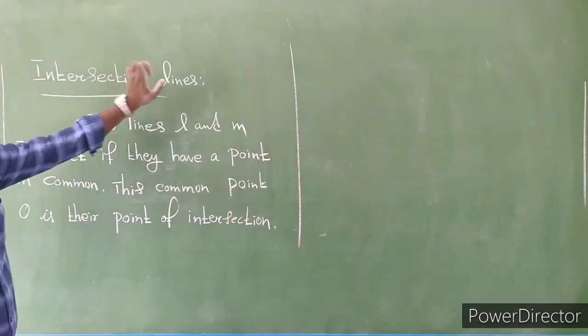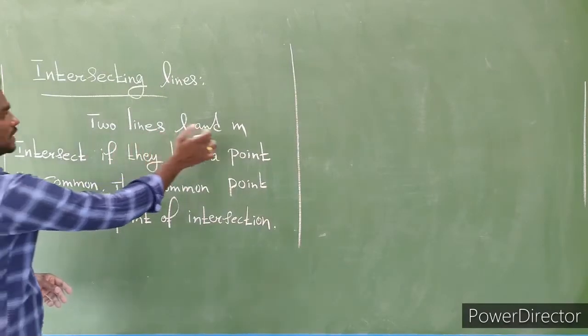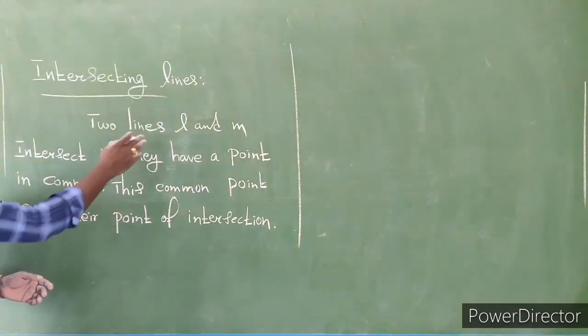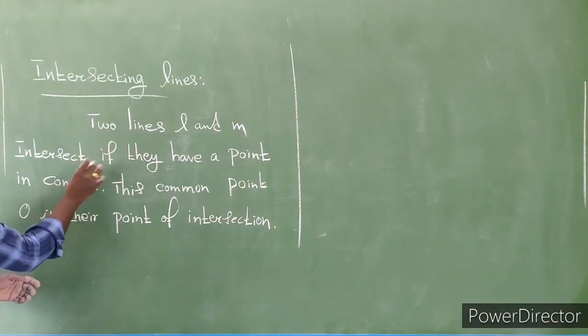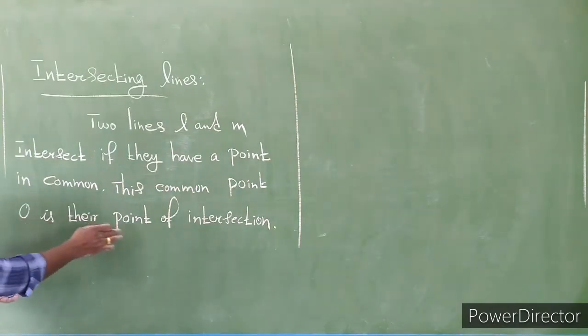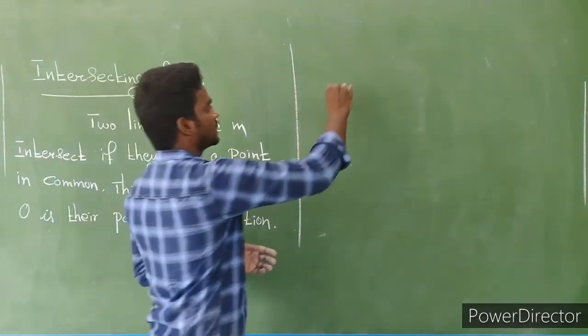Next, what are intersecting lines? Two lines L and M intersect if they have a point in common. This common point O is their point of intersection. So what are intersecting lines?